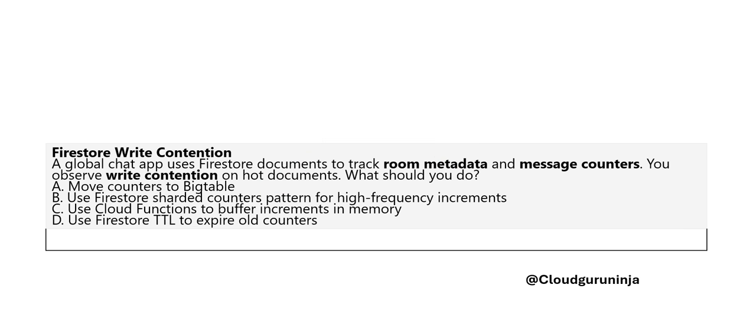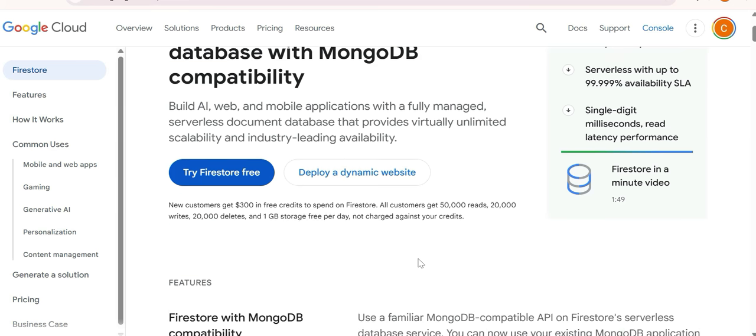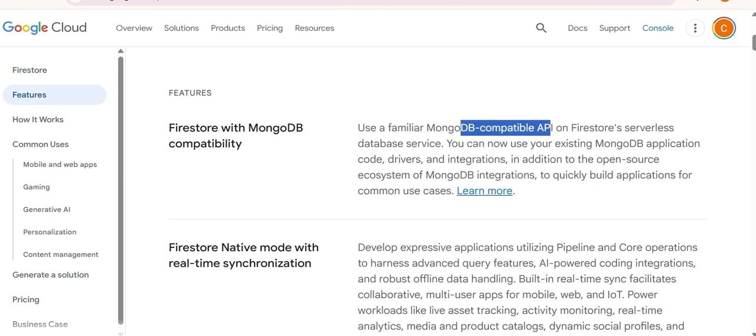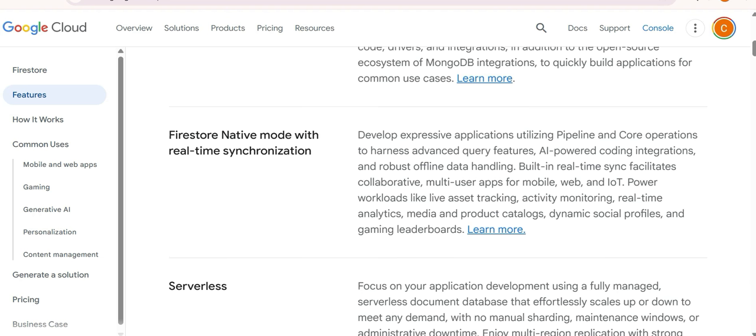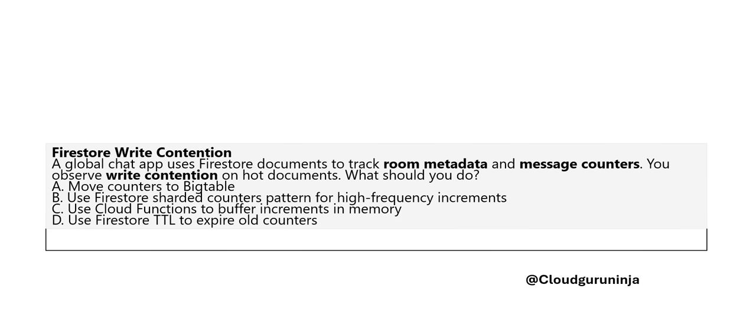So this next one is a Firestore question. Firestore has MongoDB compatibility, so that is a NoSQL kind of database, a document database, and you use familiar Mongo compatible APIs with the Firestore serverless database service. You can develop expressive applications utilizing pipeline and other features, and harness advanced query features, and it is serverless. That is the feature of Firestore. So here we are talking about building a chat application. What is Firestore used for? It is used to store room metadata and message counters. Now, what is happening is there is write contention, and you have to provide a solution to solve it.